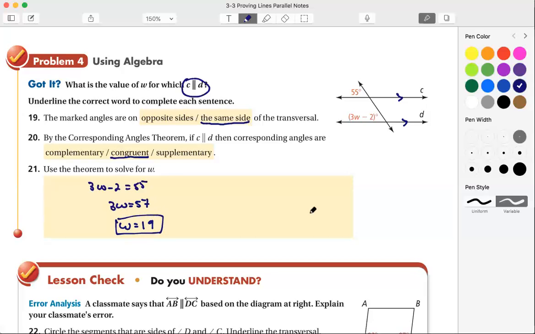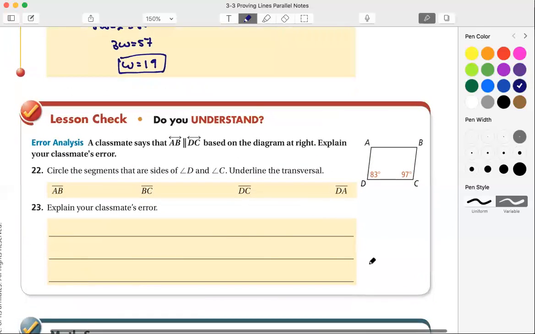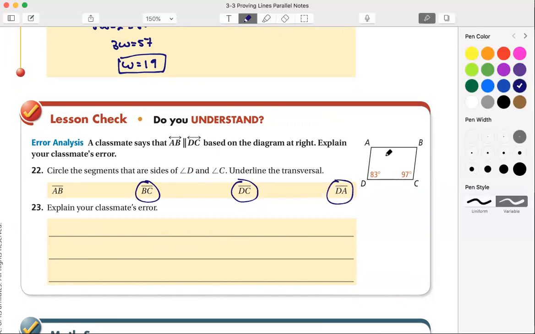Here we go. All right, do we understand what's going on here? Quick check. A classmate says AB is parallel to DC on the diagram to the right. Explain your classmate's error. Let's see what's going on here. Circle the segments that are the sides of angle D and angle C. So the sides are going to be BC, DC, and AD. Okay, so here are the sides. Here are my lines, and here's the transversal.